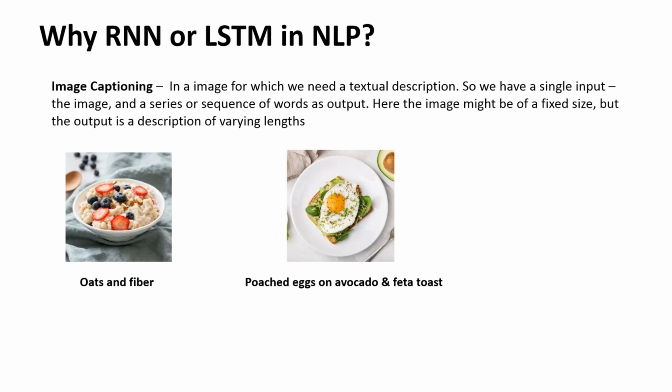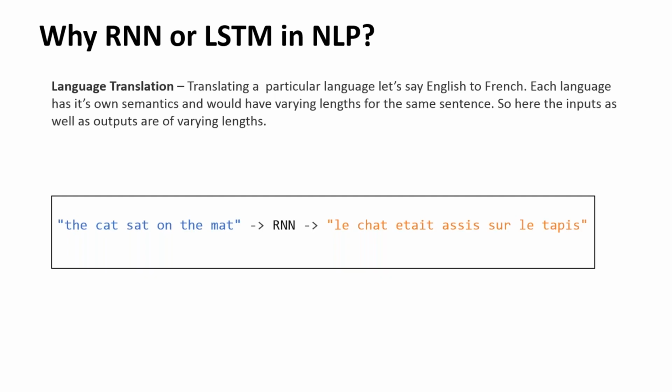So image captioning can also be done using RNN and LSTM, and it's a very useful technique to approach through RNN or LSTM. Another important NLP task that is helpful: the RNN is basically useful in translating a particular language, let's say English to French, right? Each language has its own semantics and would have varying length for the same sentence. So here the input as well as the output are of varying length, right?